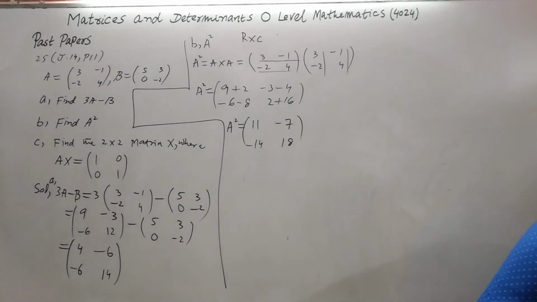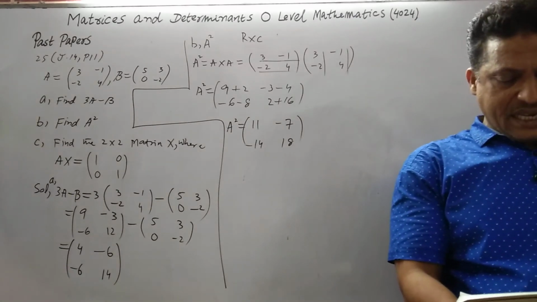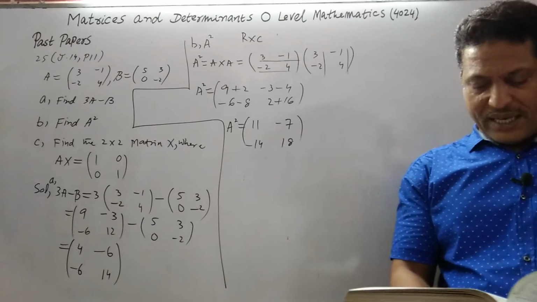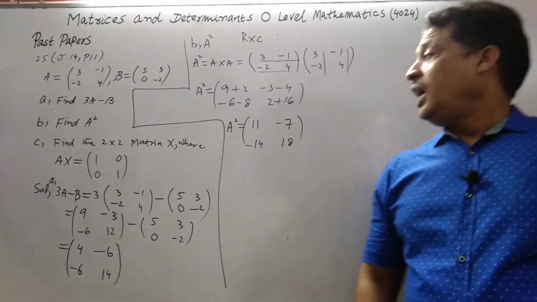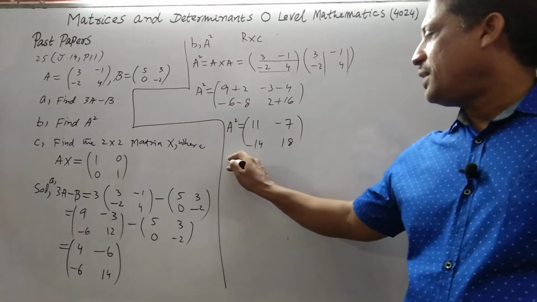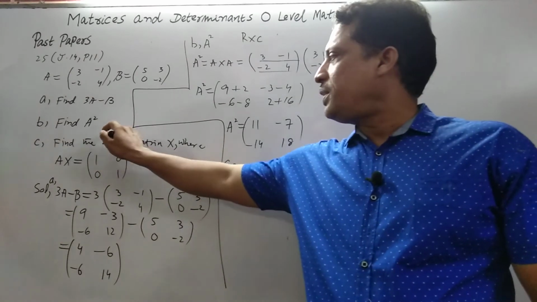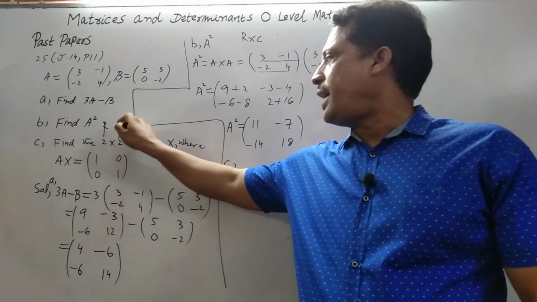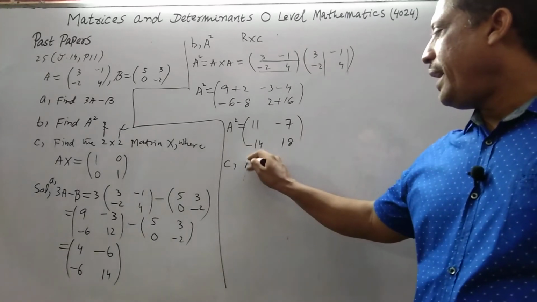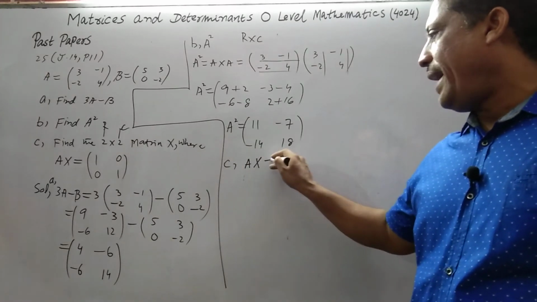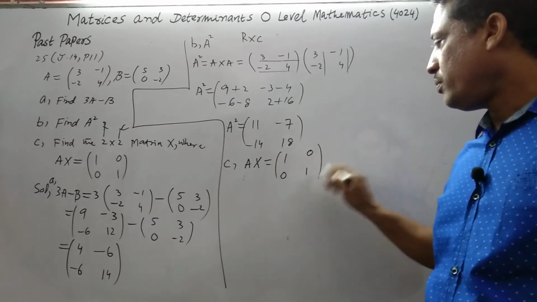I want to check the answer. 25 part B. 11 minus 14 minus 7, 18. Yes, 100% correct. Now let's have a look last part. Find 2 by 2 matrix. 2 by 2 means we have to write 2 rows and 2 columns, where A multiply by X is 1 0 0 1.